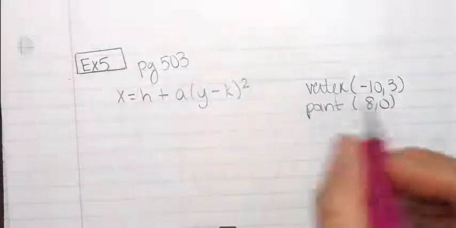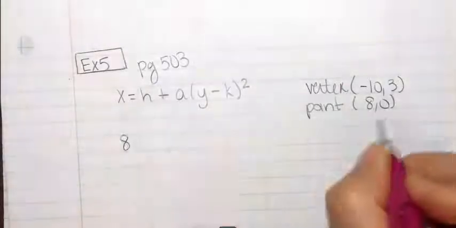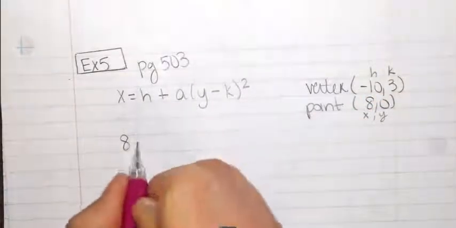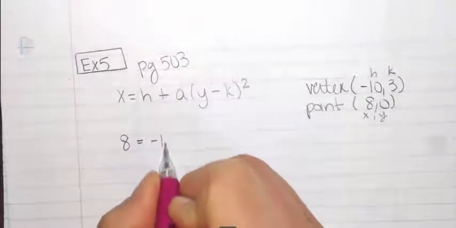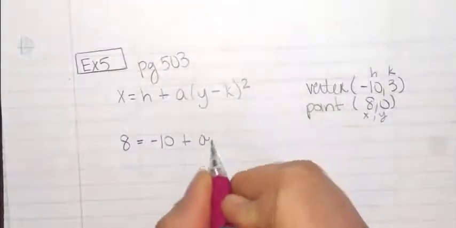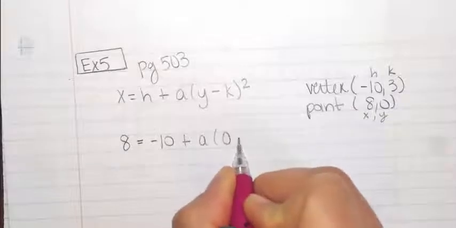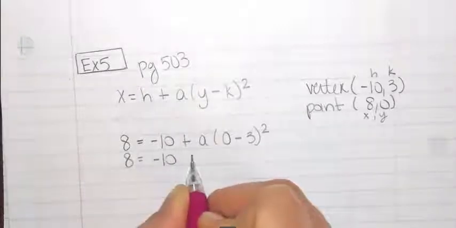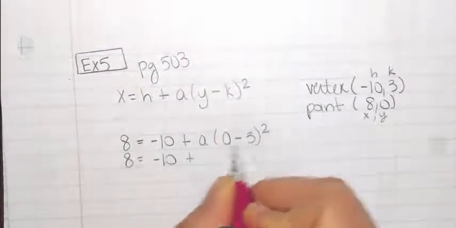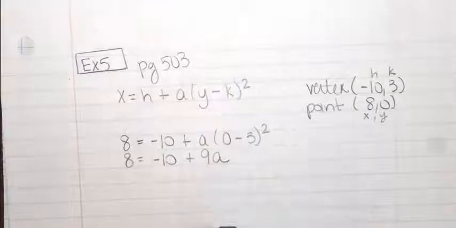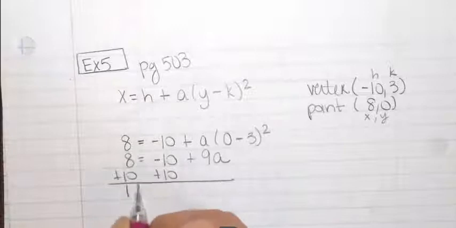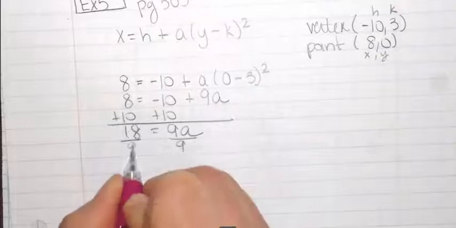Alright, so I'm going to use, let's see, I've got an x of 8. I'm using this for x and y, and I'm using this for h and k. Okay? So my h is -10. I don't know what a is. That's what I'm going to have to figure out. My y is 0. My k is 3. So I've got 8 equals -10 plus, and this is going to give me 9, so I'll just call that 9a. I'll add 10 to both sides. So I get 18 equals 9a. Divide both sides by 9.